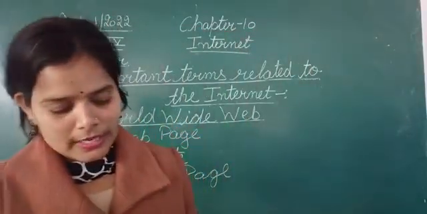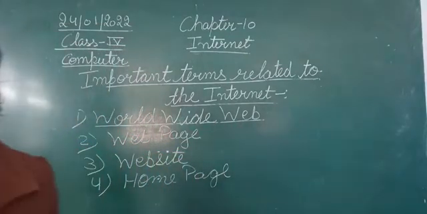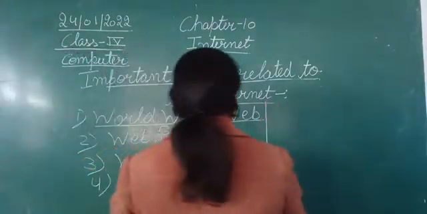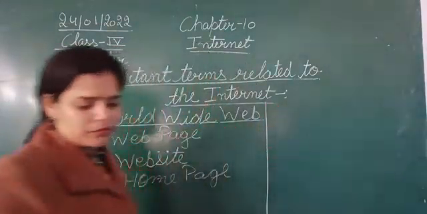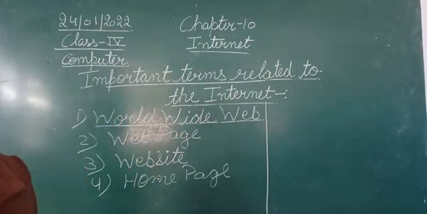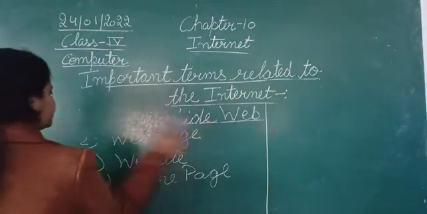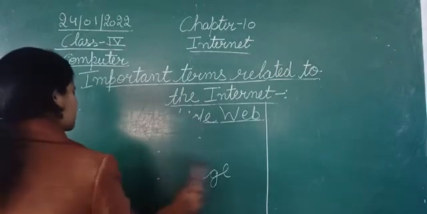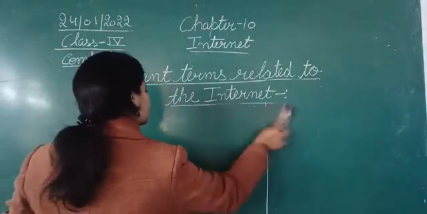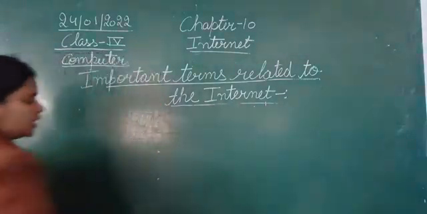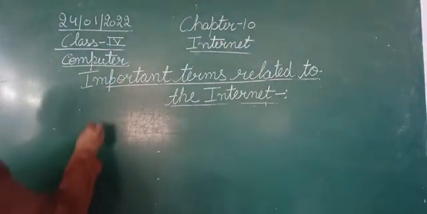Next is URL. Another term related to the internet is URL. The full form of URL is Uniform Resource Locator. The fifth one is URL.